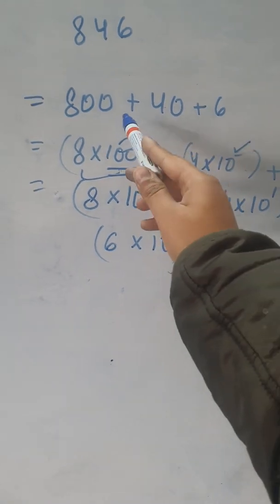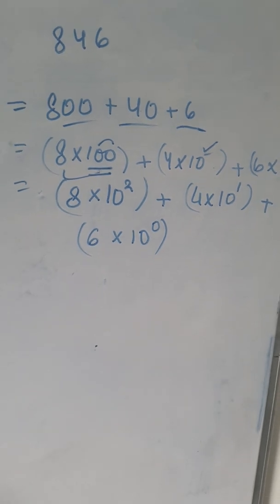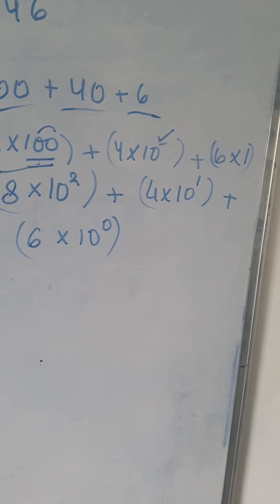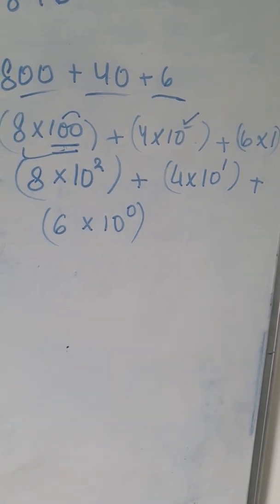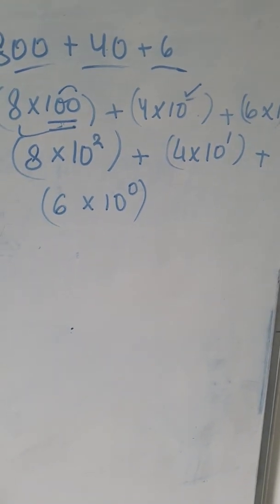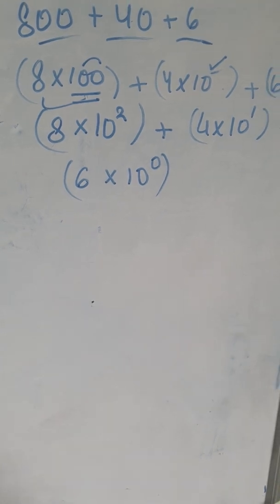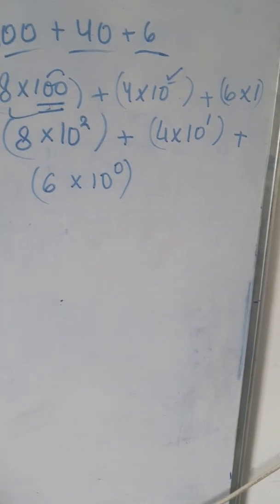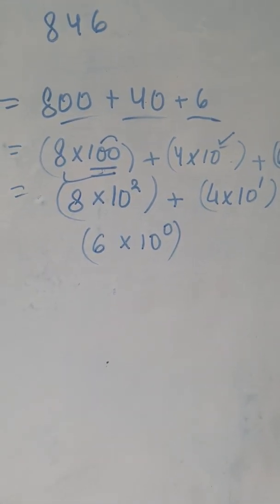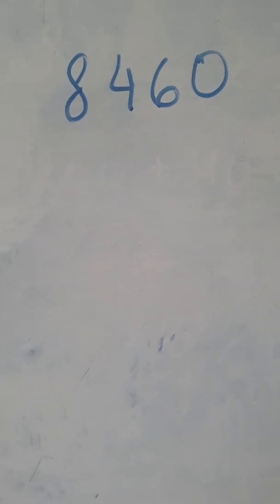First we had written this as 800 plus 40 plus 6. Then as the multiplication of 8 into 100, 4 into 10 and 6 into 1. 1 can be written as 10 to the power 0, 100 as 10 to the power 2, and 4 as 10 to the power 1. So 8 into 10 to the power 2 plus 4 into 10 to the power 1 plus 6 into 10 to the power 0 gives us 846.